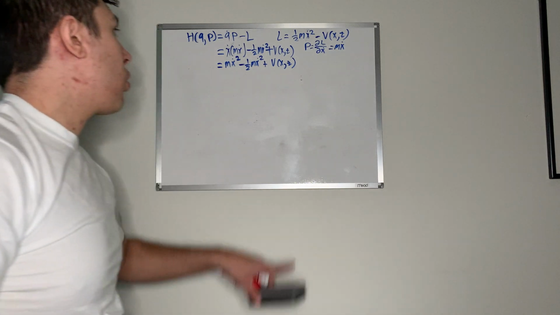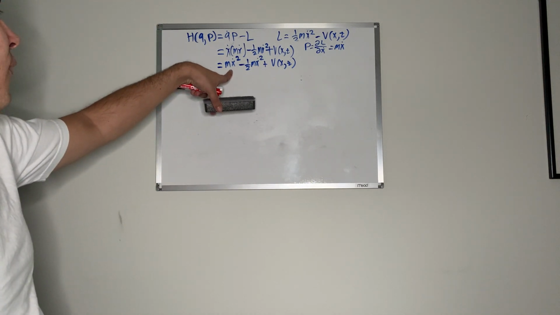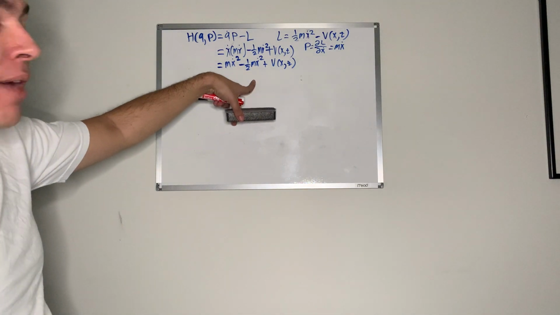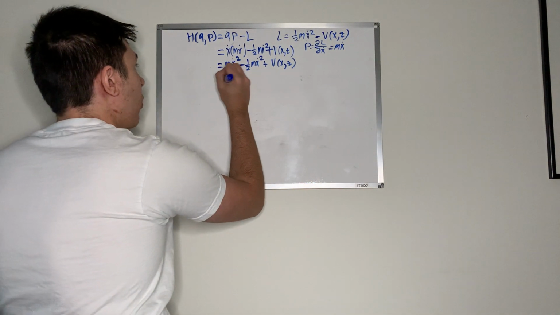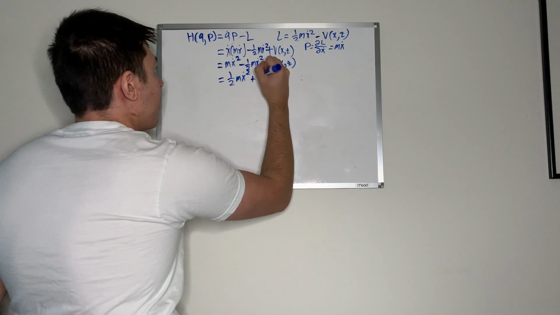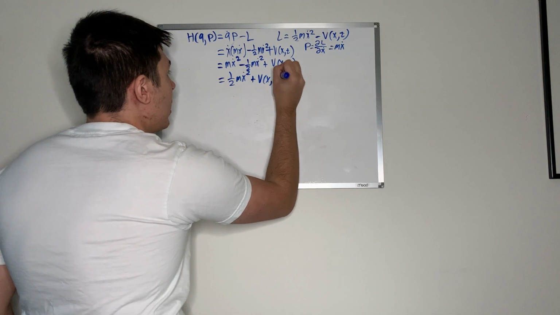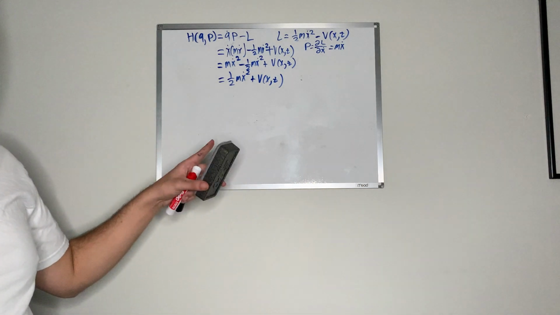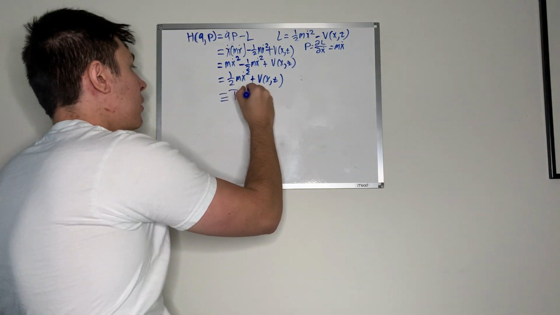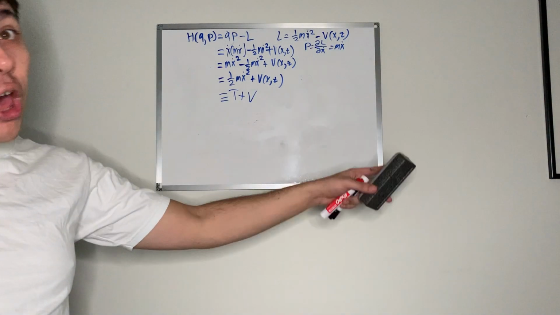Cool. So we have a full mx dot squared minus 1/2 mx dot squared. This is simply going to be equal to 1/2 mx dot squared plus V of x comma t. And huzzah! What is this? The total energy of our system, right?